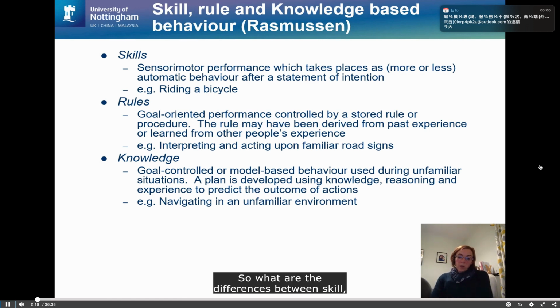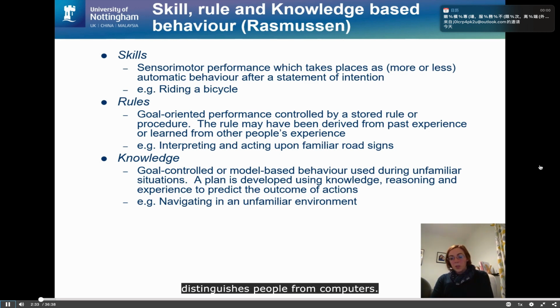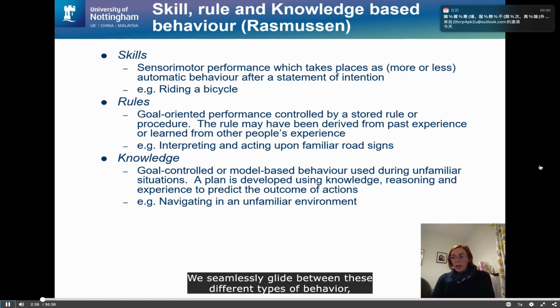So what are the differences between skill, rule and knowledge-based behaviour? Well, I suppose the existence of these three types of behaviours is one of the things that really distinguishes people from computers. We don't necessarily know whether we're executing skill, rule and knowledge-based behaviour. We seamlessly glide between these different types of behaviour, often executing multiple types of behaviour at the same time.